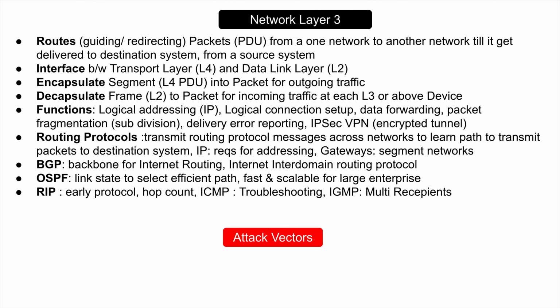Then there is the Internet Control Message Protocol, ICMP, which is used for troubleshooting network issues. Then there is IGMP, the Internet Group Management Protocol, which is used to simultaneously deliver messages or IP packets to multiple recipients.